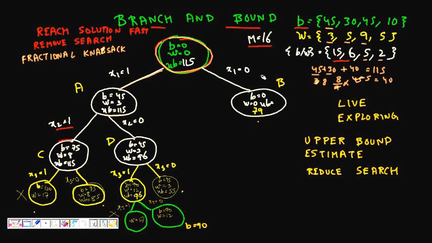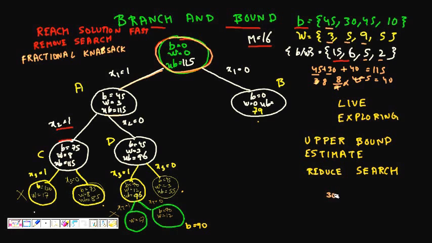If I decide not to choose the first item, the benefit at this node will be 0. I don't have any item, so the weight is 0. Let's try to calculate the upper bound. So I have not chosen the first item.